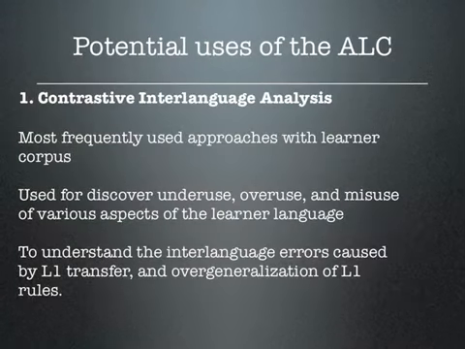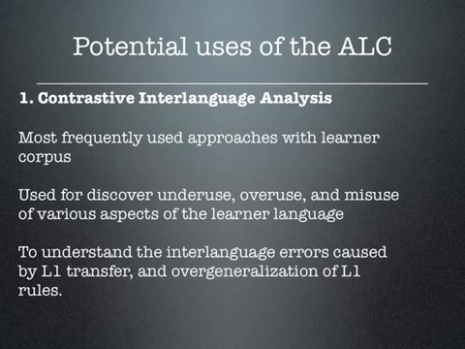After exploring the corpus design, content, and annotation, we can now talk a bit about its potential uses. First is contrastive interlanguage analysis. This is still one of the most frequently used approaches for analyzing learner corpora. It enables researchers to observe a wide range of instances of underuse, overuse, and misuse of various aspects of the learner language. This is also used for understanding the interlanguage errors caused by first language transfer and overgeneralization of first language rules.